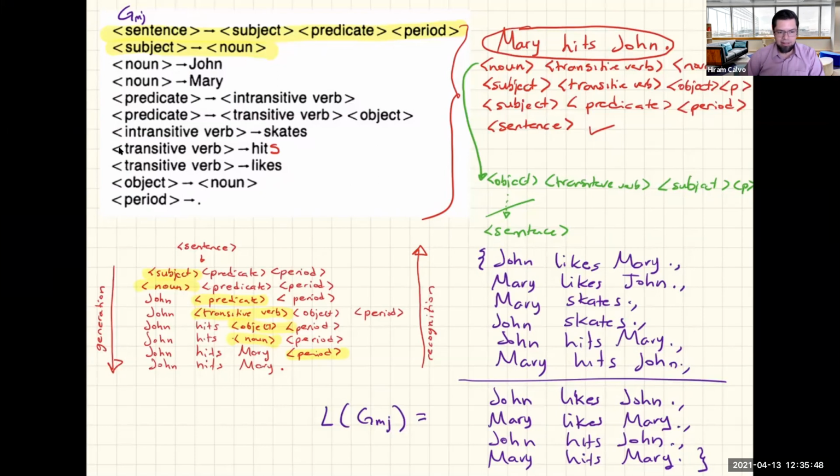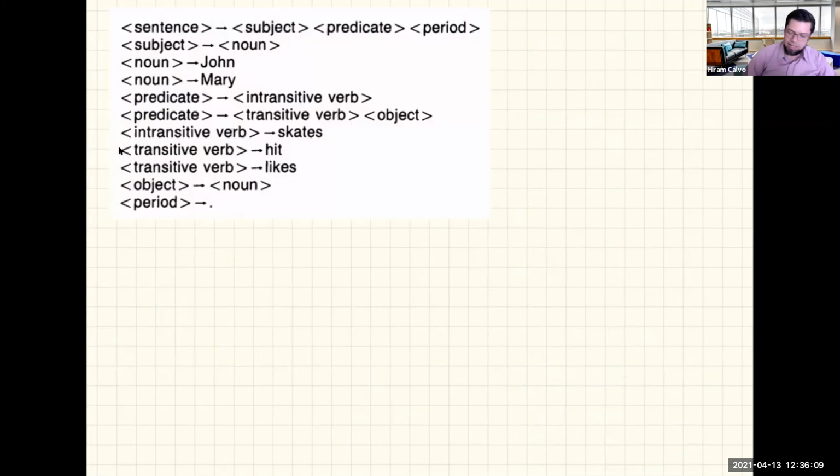Any question here? Okay. So I want to connect the idea of grammars with finite automata. Let's rewrite this grammar in a simpler way.